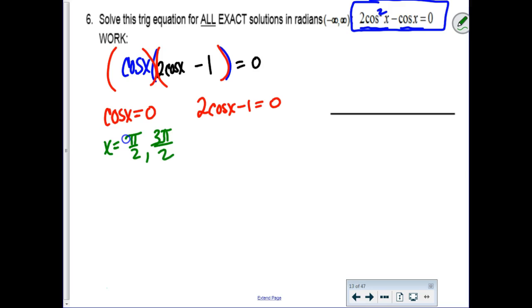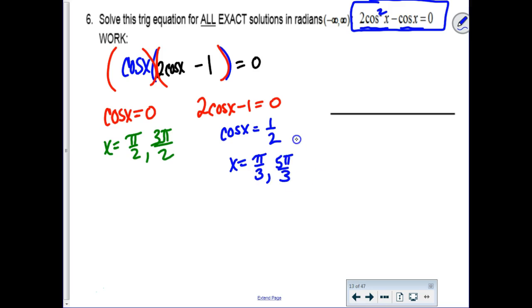And then over here, you have to do a little solving before you can look at the unit circle. So you're going to add the 1 and divide by 2. So this really says cosine coming out to a 1/2. There should be 2 places on the unit circle where you can find cosine coming out to a positive 1/2. Is it pi/3 and 5 pi/3?